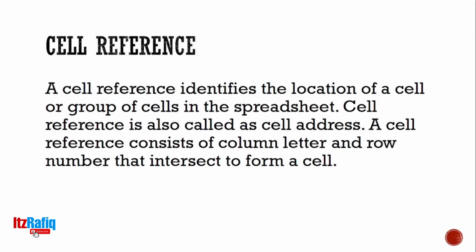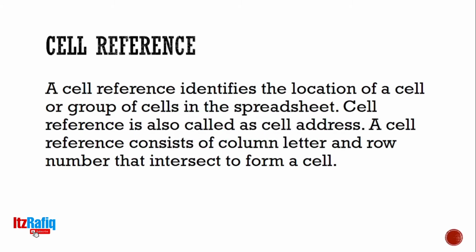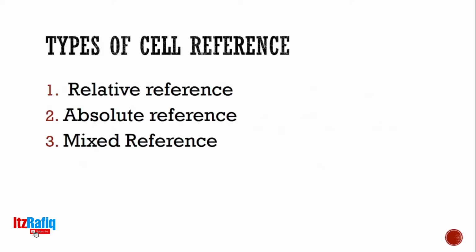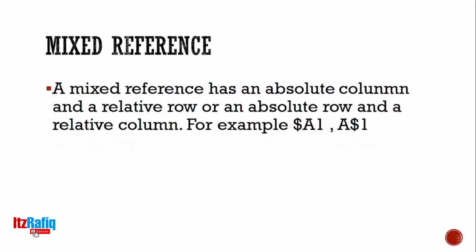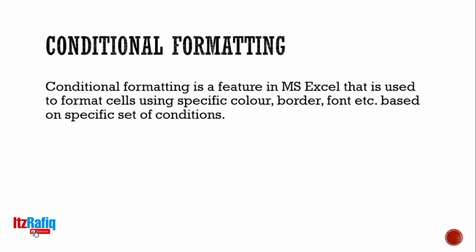In the previous video, we learned about cell references, meaning the address of cells in a spreadsheet, how cell addresses are identified or assigned, and the different types of cell references: relative, absolute and mixed, and sorting of data in Excel. There are two types of sorting, ascending and descending. In today's video we will learn about conditional formatting.